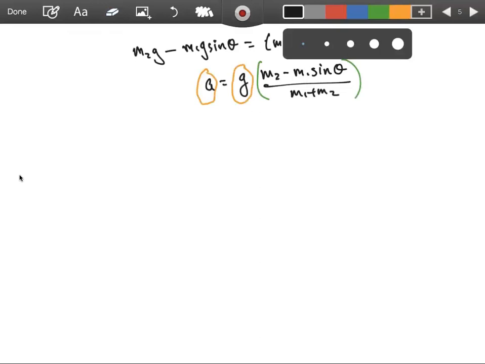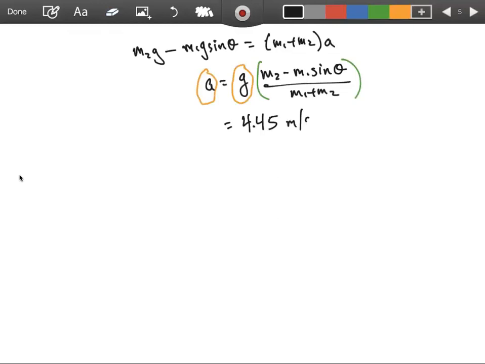So good, from here I'm going to plug in my numbers. What I find in this case is an acceleration of 4.45 meters per second squared. So this is my acceleration when I don't have friction.